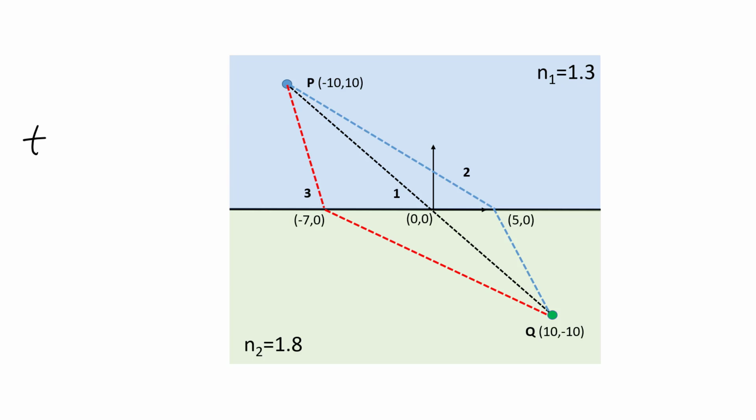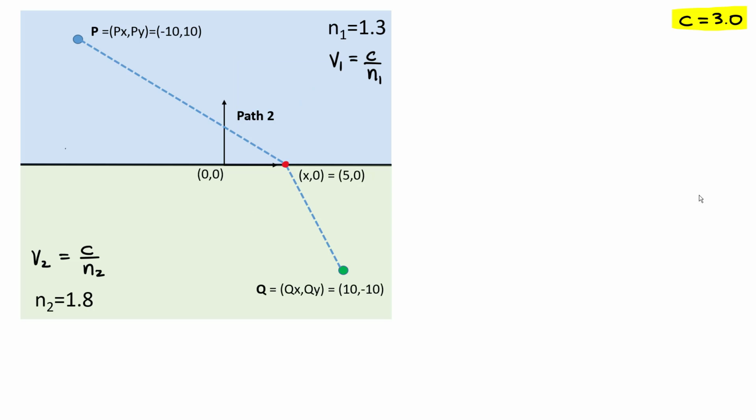Clearly, you can choose any path here that intersects this line between the two media. So let's get an expression for the total time of propagation from going point P to point Q. All right, let's calculate the total time it takes to go from point P to point Q along this path number 2 here.